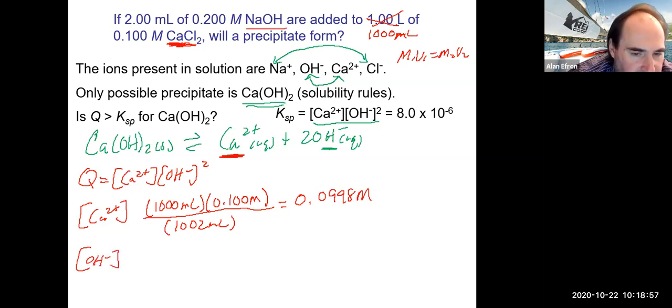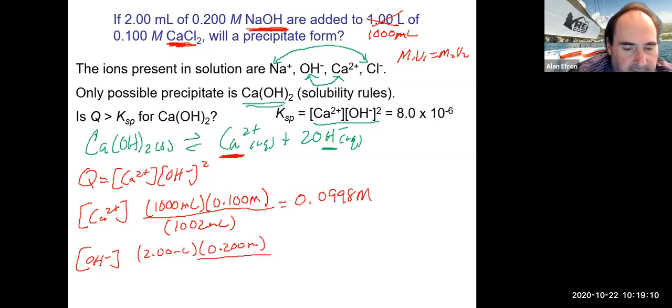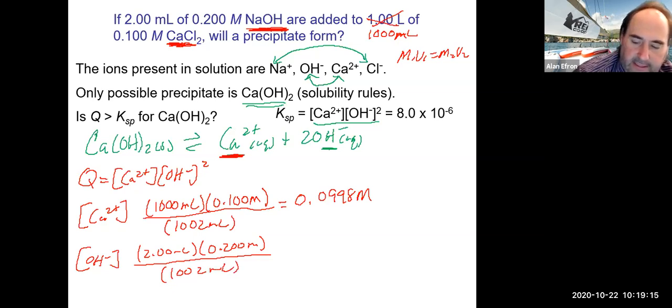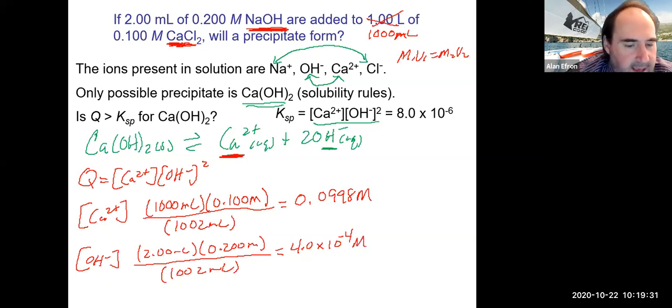The only source of hydroxide here would be our sodium hydroxide. So we're going to do the same calculation for our sodium hydroxide. We're using 2 milliliters. It is 0.2 molar divided by our total volume of 1,002 milliliters. Obviously, you could do everything in liters if you wanted to. Should come out the exact same. Really your call. That's going to be 4 times 10 to the minus 4, something like that. Any questions on how I got those numbers?